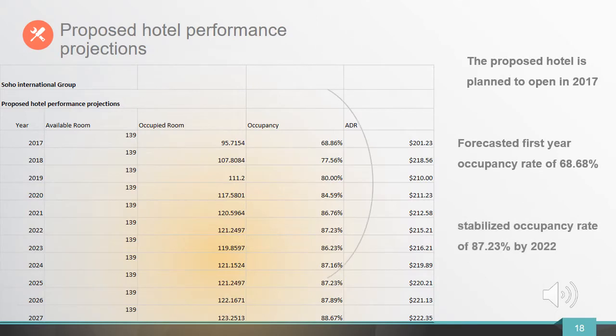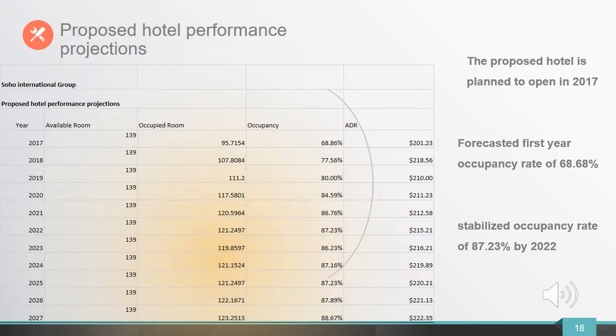So I'm going to introduce our proposed hotel performance projection. The market performance projection could be used to make predictions on the financial performance of our hotel. Factors that should be included in the analysis are the location of our hotel and the service quality provided by our hotel. And the projection can be seen on the table shown on the presentation.